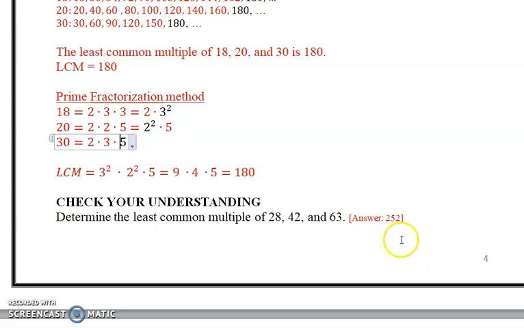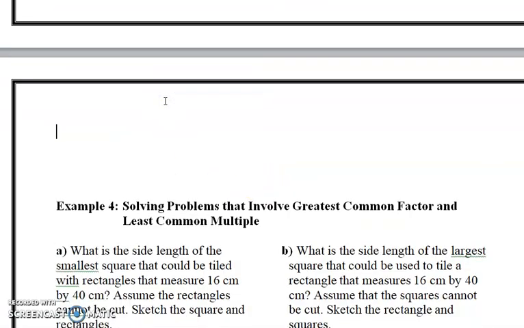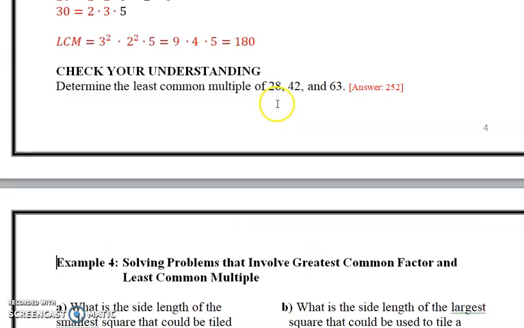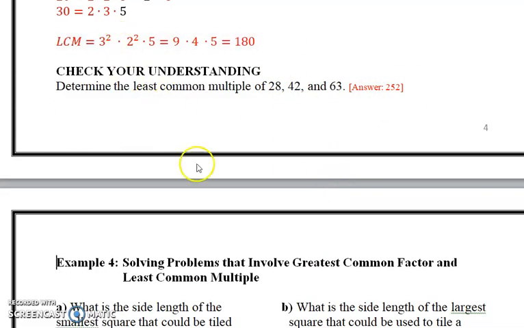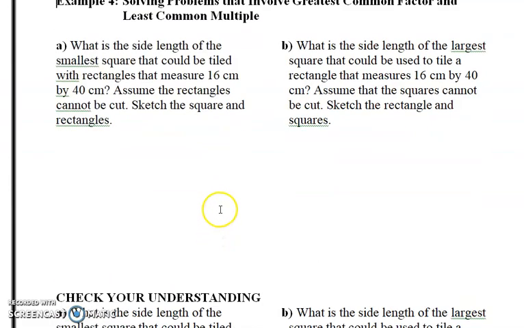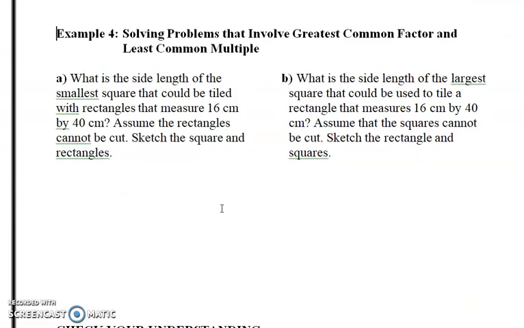So another neat method for factoring there, using the prime factorization method. All right, next we have example 4. Oh yeah, sorry, there's a check your understanding question. The answer is 252. All right, you can work that out, do either method. It's up to yourself. So example 4, it says solving problems that involve greatest common factor and least common multiple.